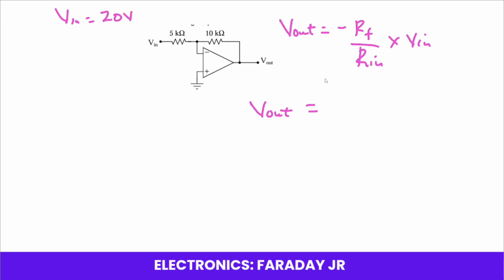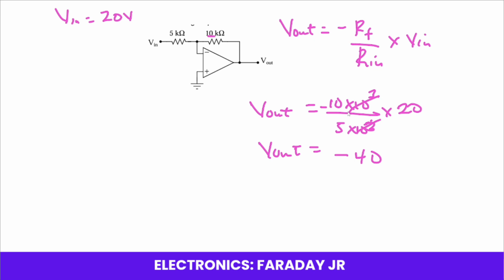20 volts, okay? So the V out will be equal to minus 10 times 10 raised to the power 3 divided by 5 times 10 raised to the power 3 times V in. Of course, V in is equal to 20. So it means that the output will be equal to minus 40, okay? This one will cancel, this one will go here by 2 multiplied by 20, that will give us minus 40 volts.